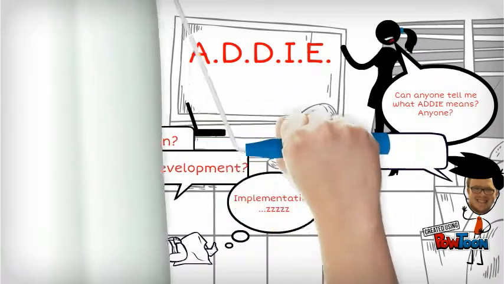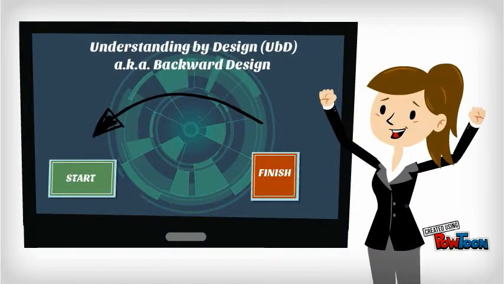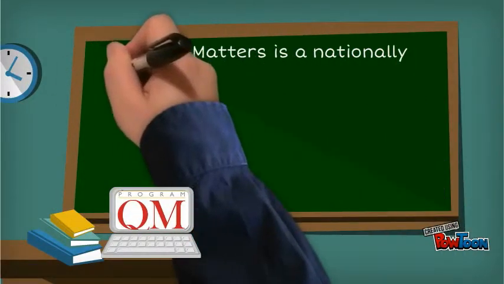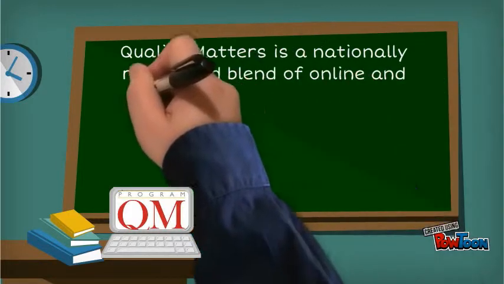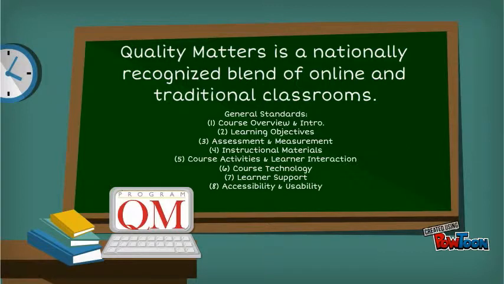With backwards design, or understanding by design, with the ending product in mind, we take this end product and effectively implement teaching methods and styles and resources to properly teach our students. Quality Matters is a nationally recognized blend of online and traditional classrooms, with 8 general standards such as course overview, course technology, learner support, and accessibility and usability. These are ideas that constitute the institutions using Quality Matters.